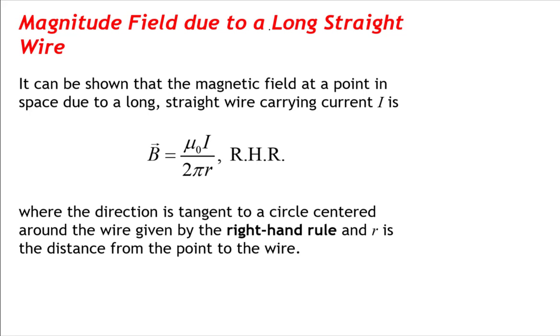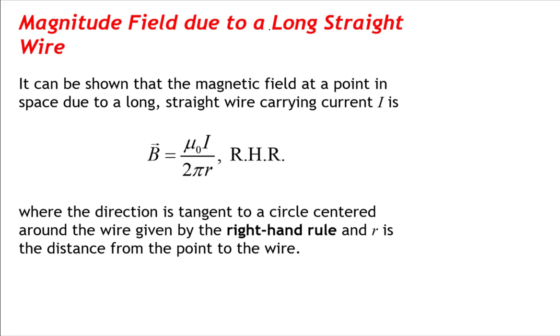It can be shown that the magnetic field at a point in space due to a long, straight wire carrying current I is given by mu naught times I divided by 2 pi r, where the direction is tangent to a circle centered around the wire given by the right-hand rule, and r is the distance from the point to the wire. Well, as you know, the source of all magnetism is moving charge.